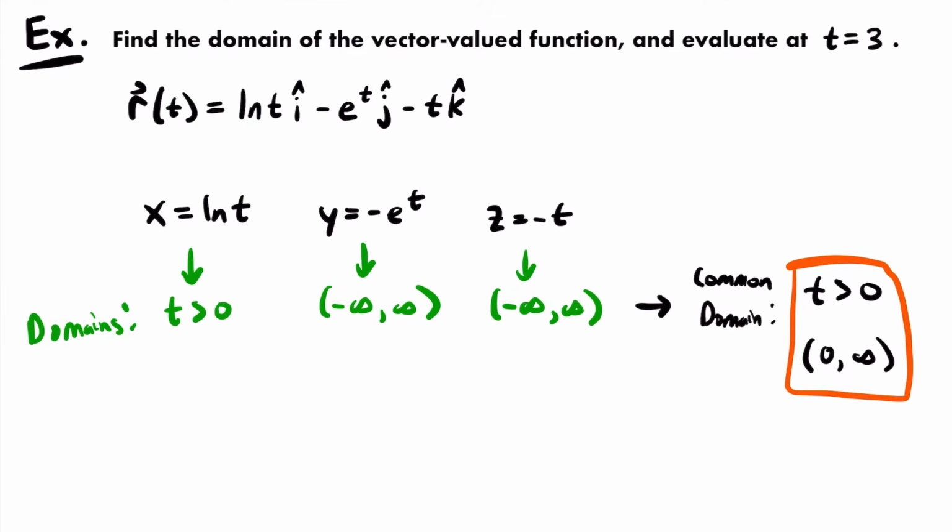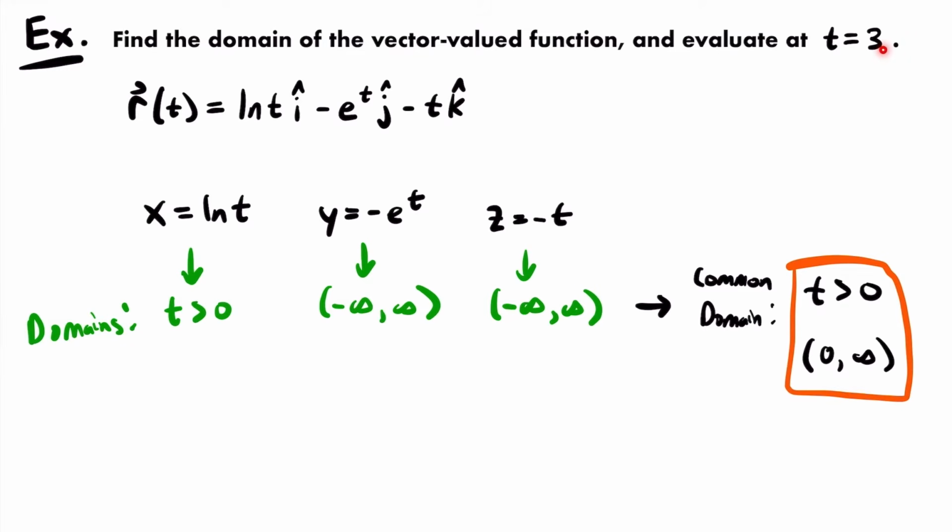As long as we work with values of t greater than 0, we are going to get real numbers back for the components of our vectors. There will be no undefined values, so that's good. The other thing that we want to do for this example is simply evaluate our vector function at t equals 3. And that's just as easy as it sounds.